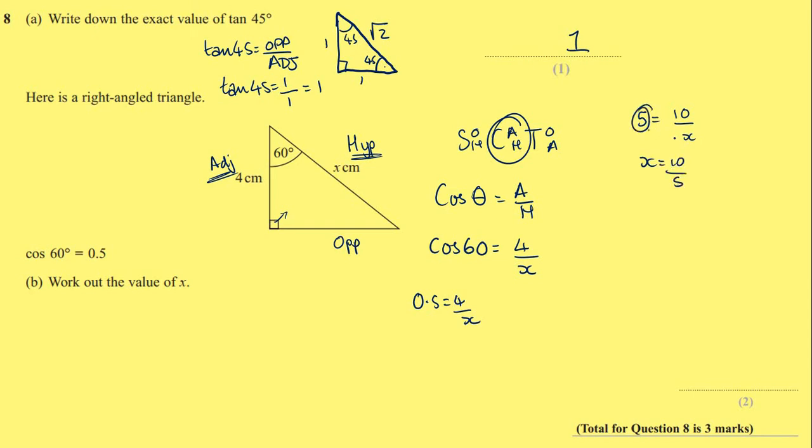You can take these and you can almost swap them, provided you swap the entire denominator and you swap the entirety of this top bit of this side, you're okay. So I've got x is equal to 4 over 0.5. I can double the numerator and double the denominator and I'll get x is equal to 8 over 1. X equals 8. Okay, x is 8 centimetres. Moving on.